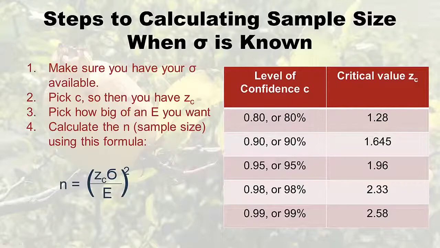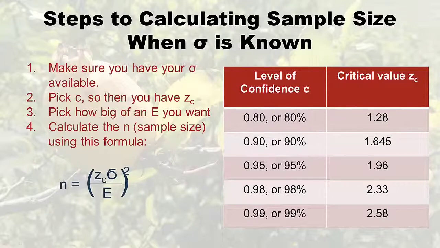So here's how we're going to go about it. Step one is make sure you have your population standard deviation around and available because you're going to need it for this. Next, you have to make a decision. You have to pick C. So this is before you're doing your study. So you're saying, okay, how much confidence do I want when I'm done with my study, right? If you want 99% confidence, you're going to end up needing more sample, right?